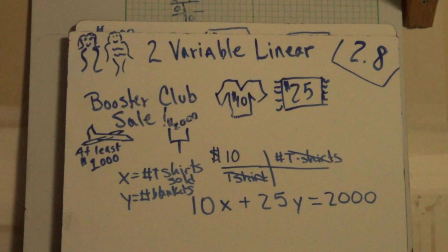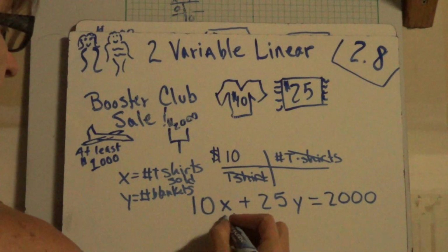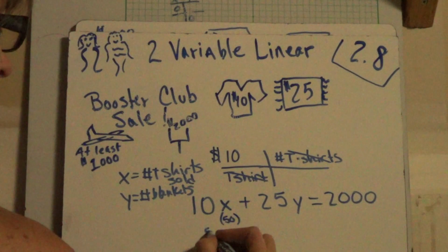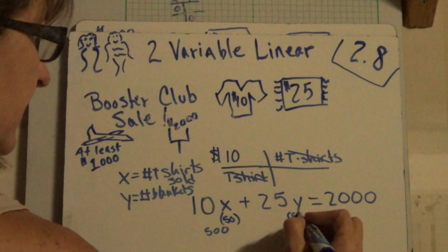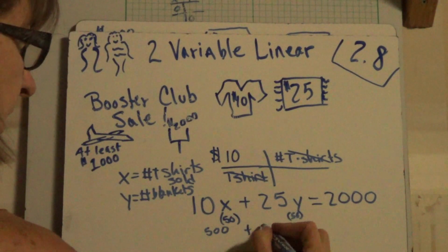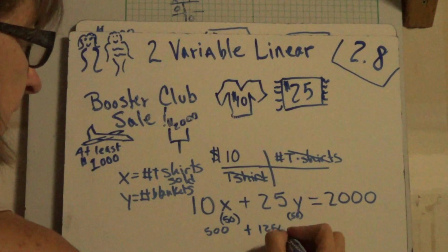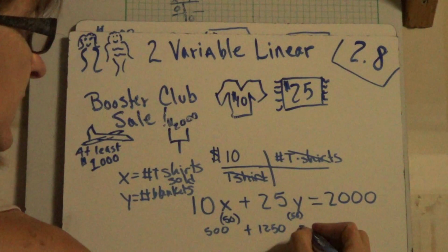So as we're at the meeting, people start saying, okay, well, what if we sell 50 t-shirts? Can we just sell 50 t-shirts and 50 blankets? Being the math student you are, you could plug that in. 50 t-shirts would be 500, 10 times 50. And 50 blankets would end up being $1,250. If you multiply 50 times 25, it's $1,250.